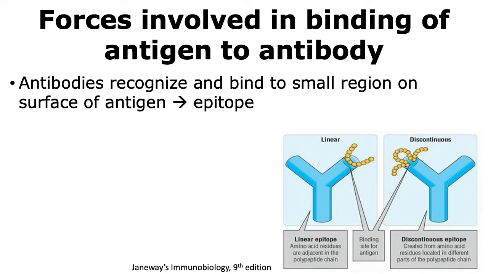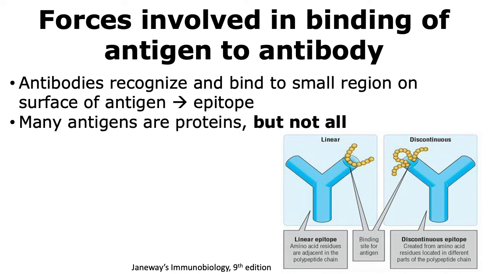It should be noted that even though we say that antibodies are able to recognize and bind to antigens, they do not recognize the entire structure of that antigen. They will actually bind to a small region that is present on the surface of that antigen, and this small region is called an epitope.